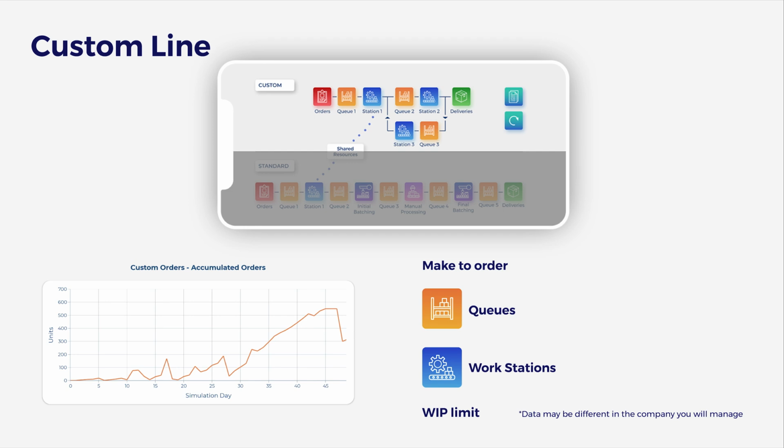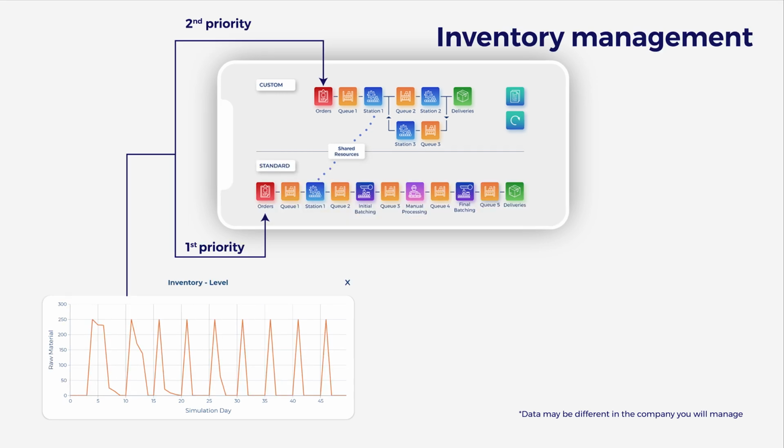Once that limit is reached, products are rejected, orders are rejected. The lines are both served by a raw materials inventory. The raw material is common for both lines. It's not shown on the main screen yet, but it's there. The standard line has priority over the raw materials inventory.